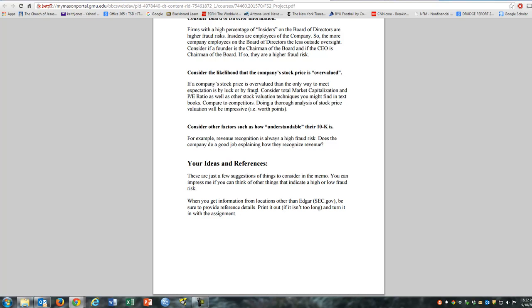So if you read their 10K, and especially the notes where they describe their accounting methodology and the revenue recognition methodology, if you can't understand that, or it seems inappropriately vague, then you might be suspicious that they're potentially committing fraud. So you add all these things up, and those are the things that cause you to think that maybe this company is committing fraud.